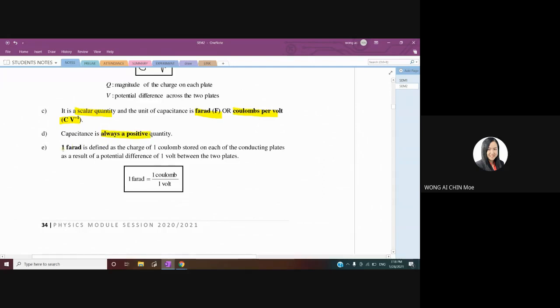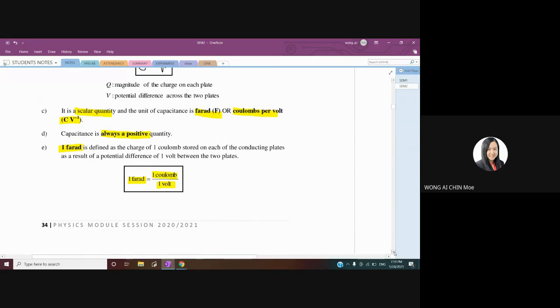Okay, what's the meaning of 1 farad? 1 farad means that it is 1 coulomb per 1 volt. So this is 1 farad. 1 farad actually is the unit for a capacitance.